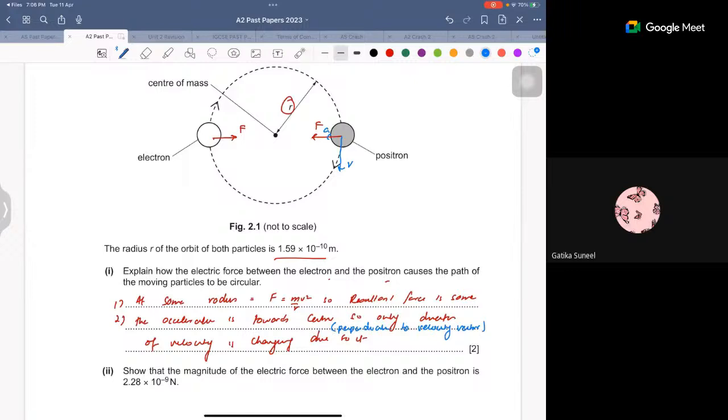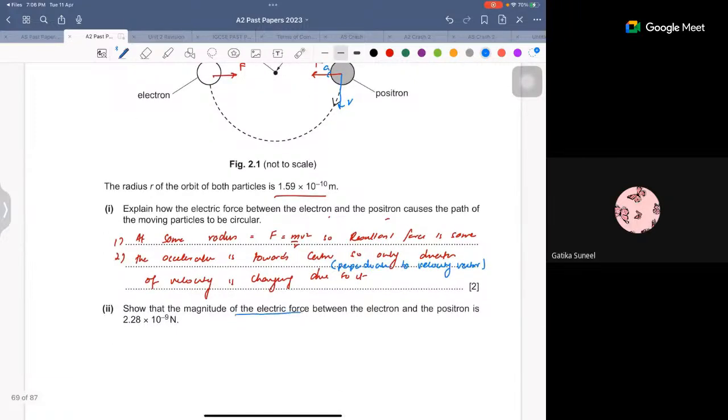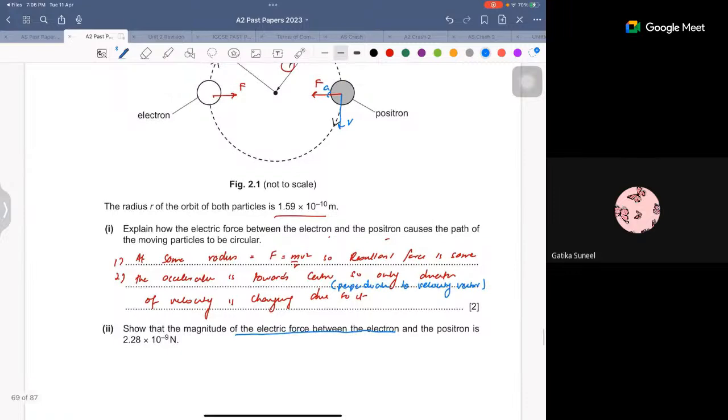Now it says show that the magnitude of the electric force between the electron and positron is this. Electron and positron both have the same mass, by the way, if you don't know. So F equals kqq over r squared. 8.99 times 10 raised to 9 is k. 1.6 times 10 raised to minus 19, I'm going to square it because the charges are the same.